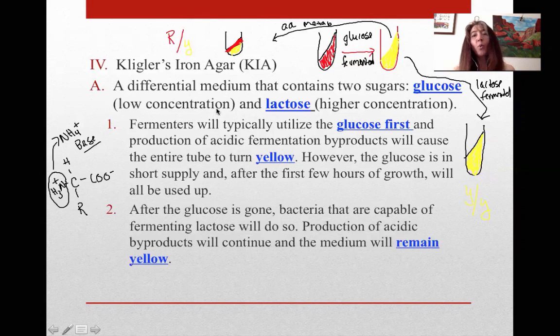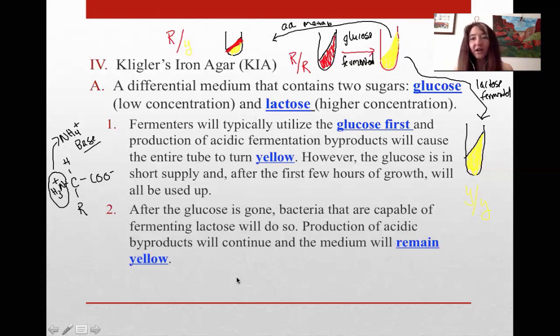Okay. But what about the poor guys out there, maybe not so poor, that don't ferment either lactose or glucose? Maybe something like Pseudomonas aeruginosa, one of my favorites, doesn't ferment at all. It's like, dude, I am all aerobic all the time. Pseudomonas aeruginosa doesn't ferment. So it's going to, as you might guess, leave this tube red over red. It's simply not caring about either one of those sources. So red over red means that neither one is fermented. Sweet.